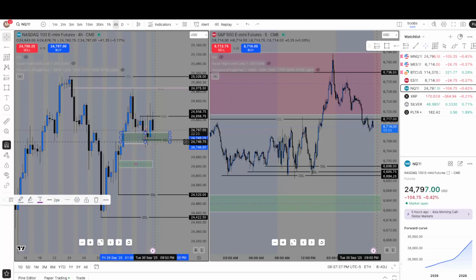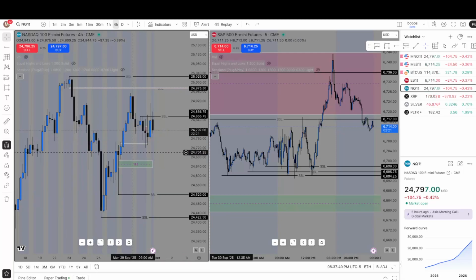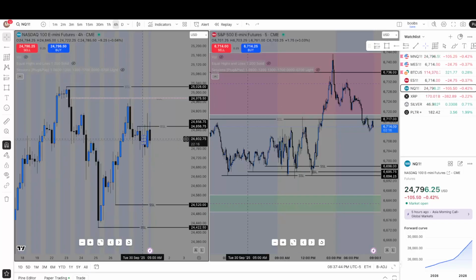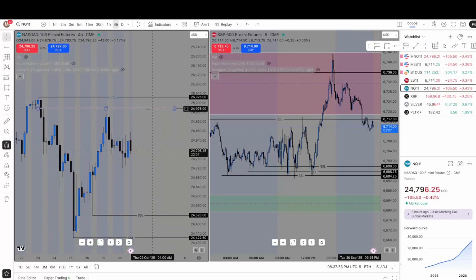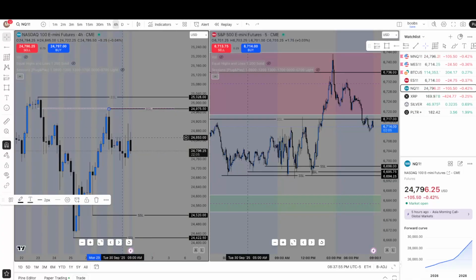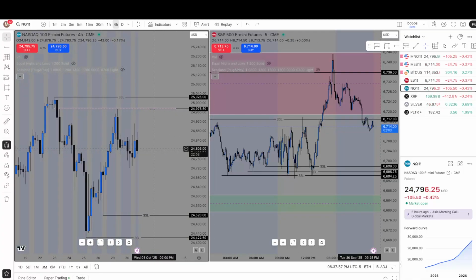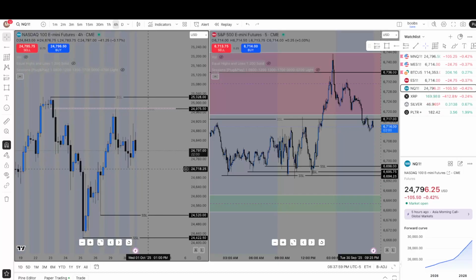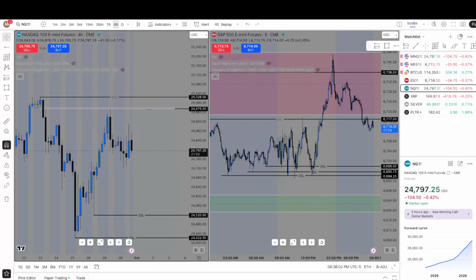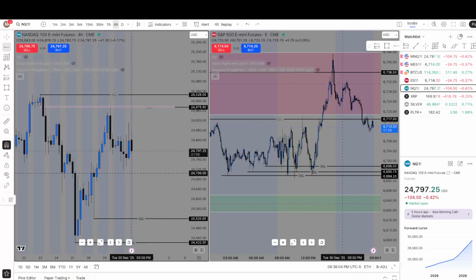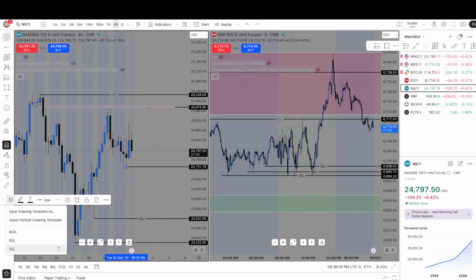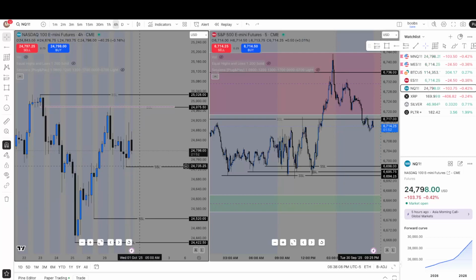We can get rid of all this, this, this, this, this, and this. So coming in tomorrow, we have buy side liquidity, which is resting right up here, right? That's a 4 hour buy side liquidity. What else do we have? We have a 4 hour low, which is right here, sell side liquidity. I'm assuming this gets tapped into by the time I wake up.